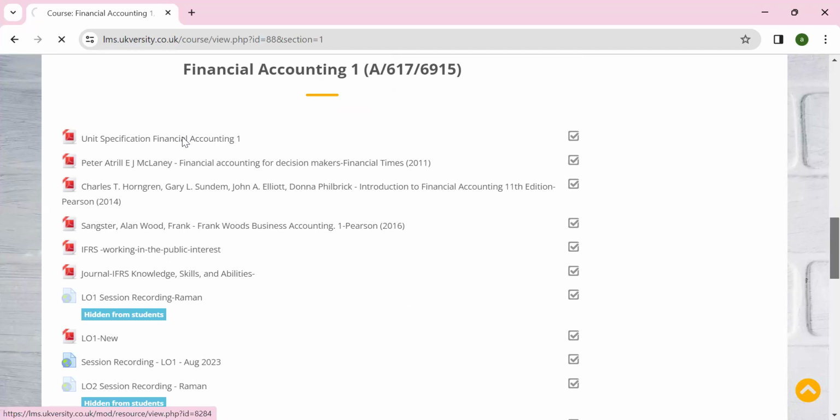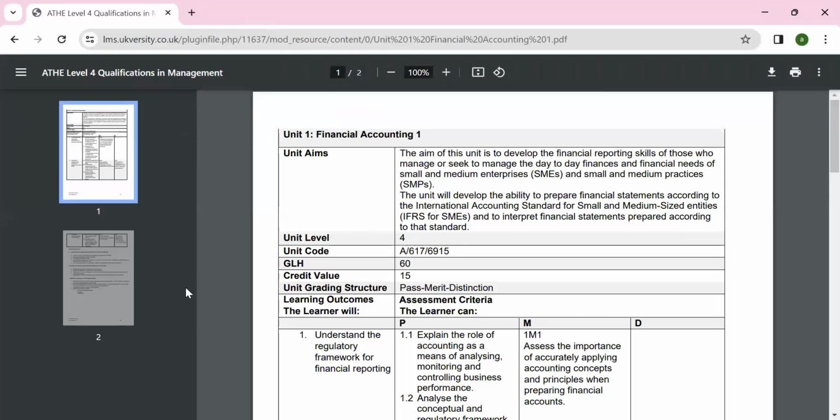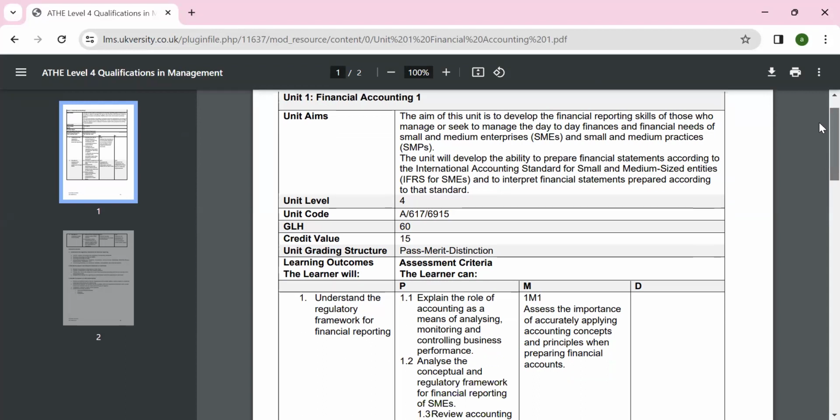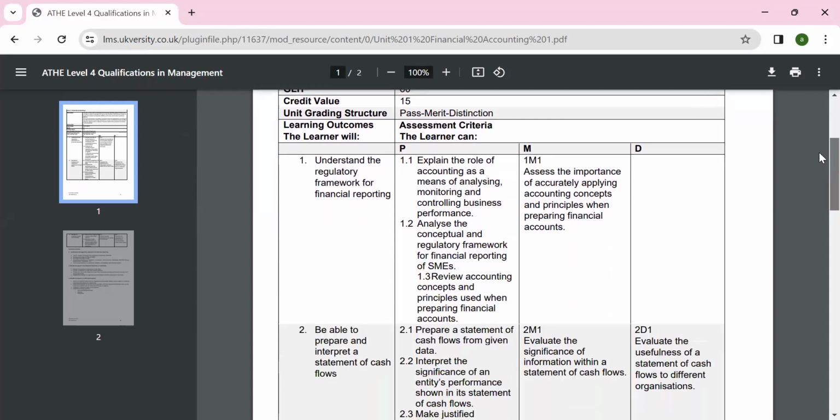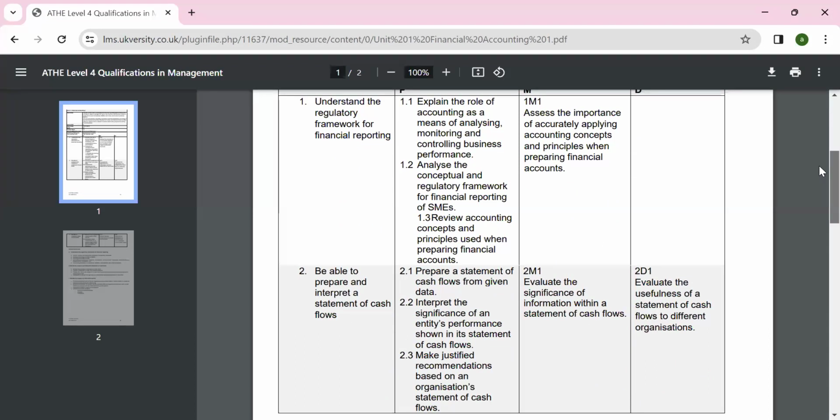Before starting our session, we'll go through what we're supposed to learn. As we're starting Financial Accounting 1, the key focus will be double entry bookkeeping, and we'll go through the basic stuff within it. Financial Accounting 2 will be more towards final accounts. So understand the regulatory framework. We'll discuss standards. We'll discuss SMEs, and in our discussion, we'll address different types of ownership as well: sole trader, partnership, limited companies. We'll assess the importance of accurately applying accounting concepts. We'll discuss the qualities of financial statements, qualitative.